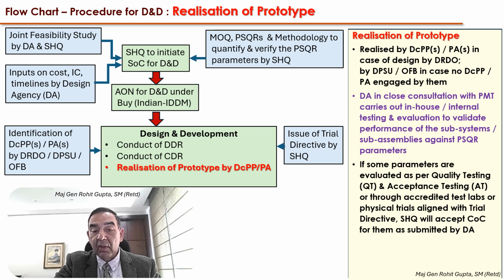Now also, we looked at the certificate of conformance. If some parameters are evaluated during this process of development of the prototype as per the quality testing and the acceptance testing criteria, or through accredited test labs or physical trials which are aligned with the trial directive, that is as per the PSQR, and have been cleared by them, SHQ can accept the certificate of conformance as submitted to them by the design agency, and this cuts down possibly on further trials.